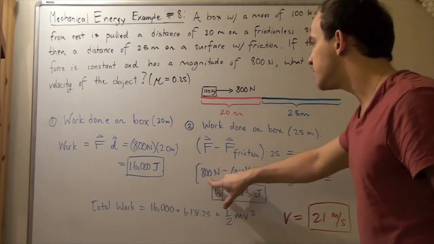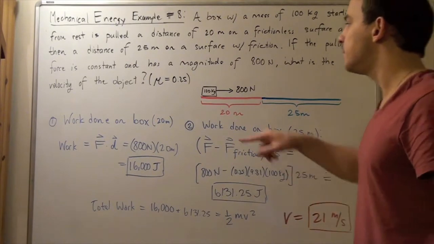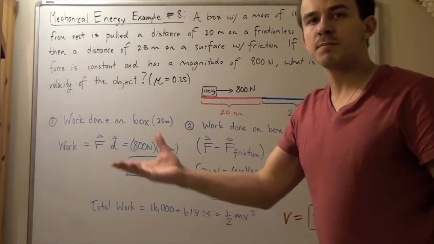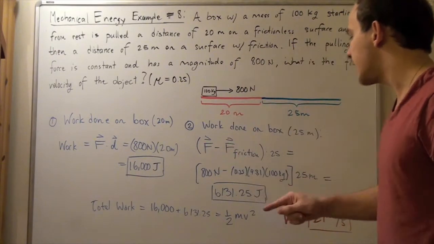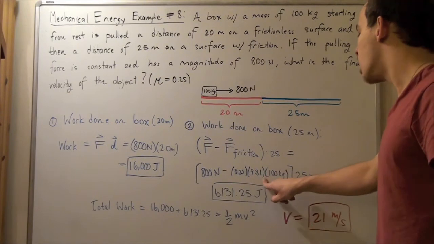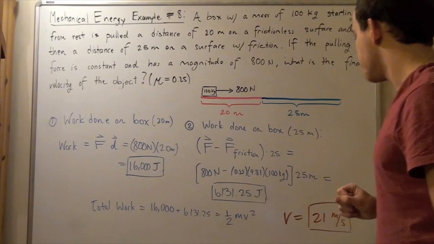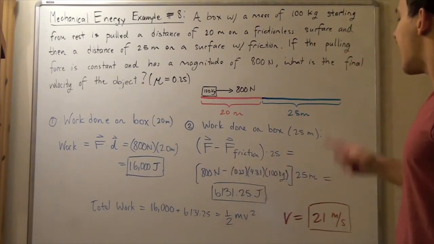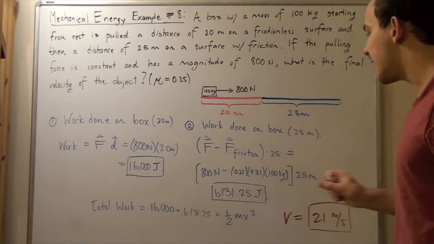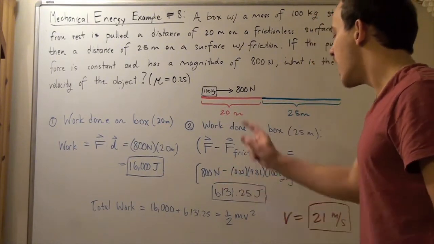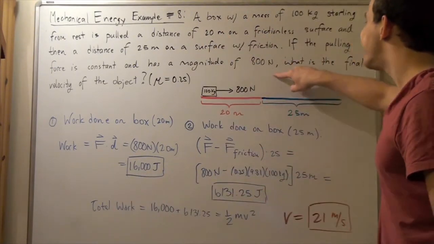So 800 newtons is our force, minus, what is the formula for the force of friction? Well, it's simply the coefficient of friction multiplied by the normal force on the object. So 0.25 multiplied by 9.81 times 100 kilograms, which is my normal force on the object pointing upward. And then we subtract these and multiply by the 25, our final displacement. And we get 6,131.25 joules of work done on our object during the second path.